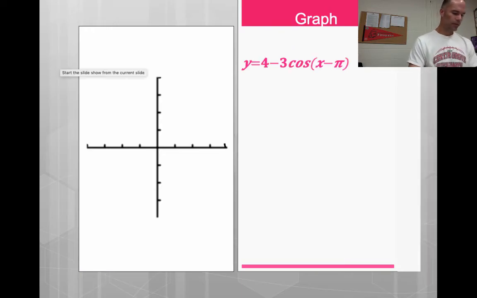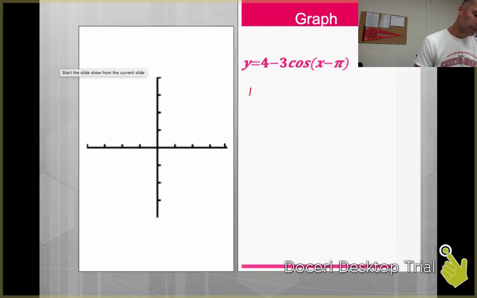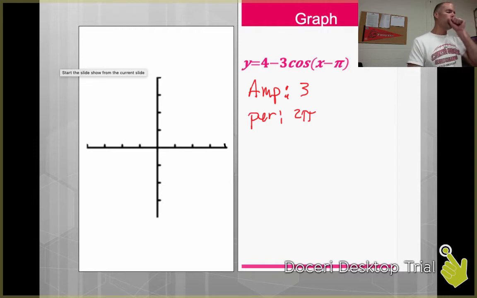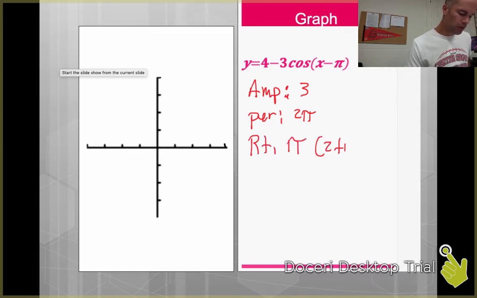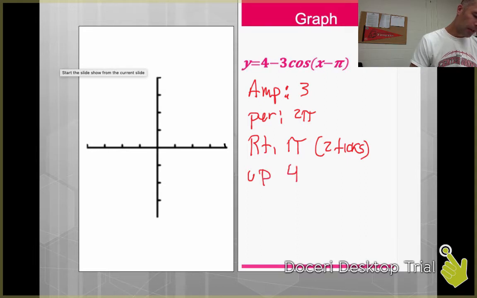Alright, and now we got y equals 4 minus 3 times the cosine of the quantity x minus pi. Alright, so my amplitude here is 3. My period is 2 pi. We have a, excuse me, minus pi, so we think opposite. So we're going to go to the right pi, which would be 2 tick marks. Excuse me. We're going to go up 4. And since we have a negative in front of our cosine, this says we have to reflect over the x-axis.